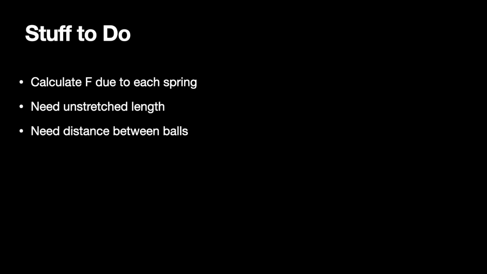I want to model the motion of this string. I want everything to move around. So what do we need? What are all the things that we need to do? First, we need to calculate the force on each spring. If I want to use the momentum principle, I need to know the force. Second, in order to calculate that, I do need the unstretched length of each spring, which is constant. And then I need the distance between the balls, which is the amount that's going to be stretched or compressed. And that actually isn't completely trivial, but the unstretched length is simple.